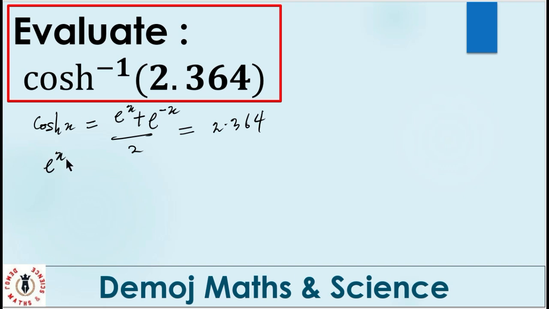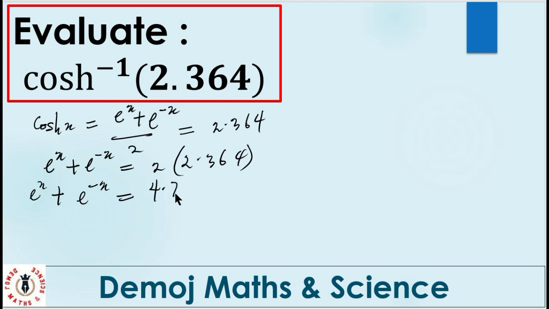So that e raised to power x plus e raised to power minus x will be the same thing as 2 times 2.364. So that e raised to power x plus e raised to power minus x will now be the same thing as 4.7 from my calculator. That's 4.728.